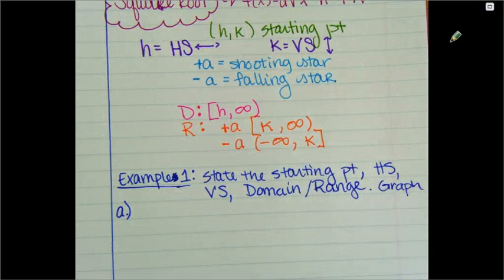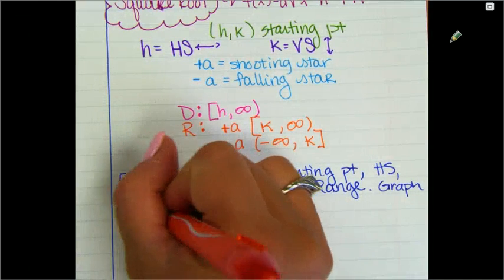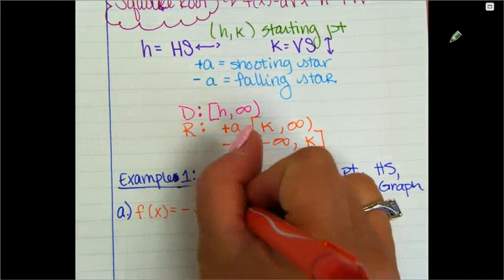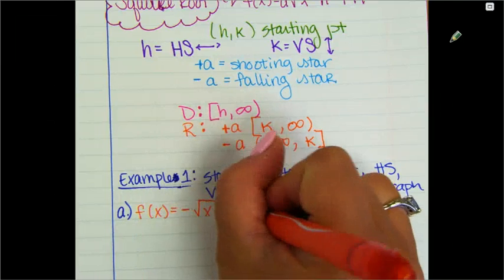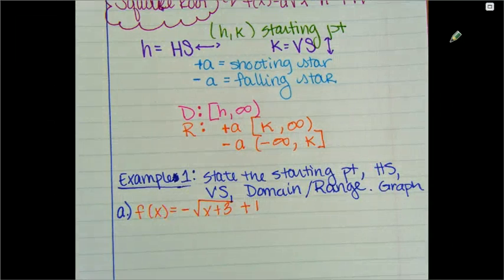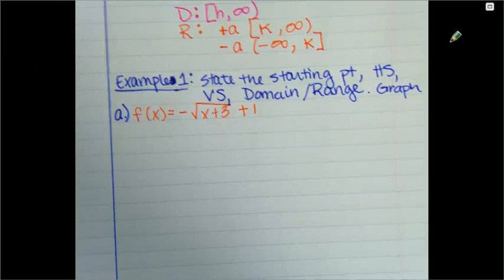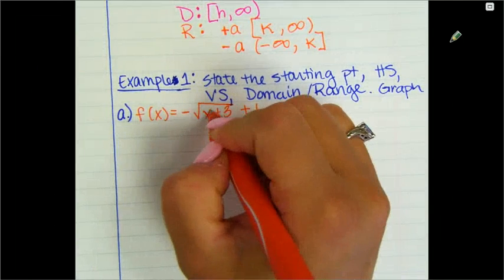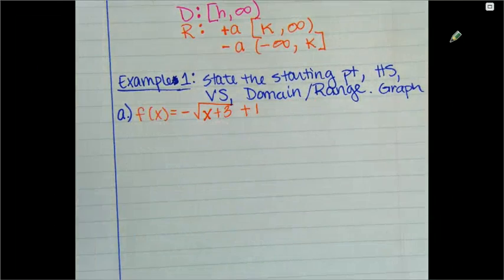All right, so our function we're going to start with is f of x equals negative square root of x plus 3, plus 1. So we get f of x equals the negative square root of x plus 3, then plus 1.